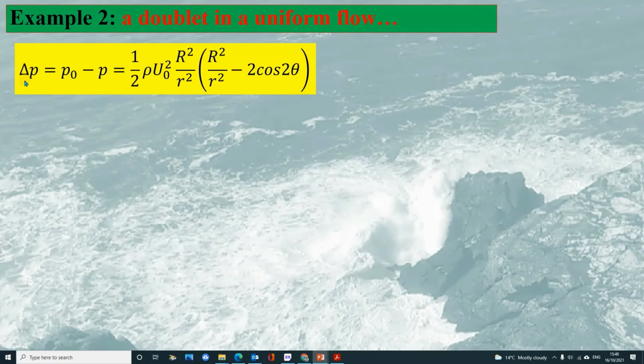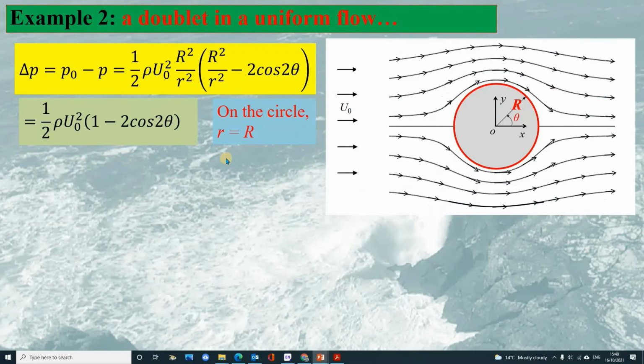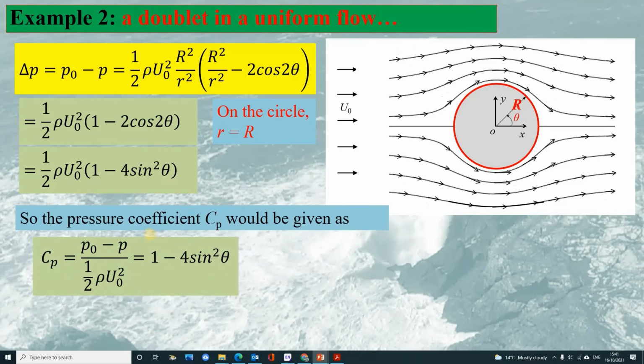In the previous slide, we have calculated the pressure difference. And here, we look at the pressure difference on the circle when r equals capital R. It is calculated as this and as this. Then the pressure coefficient Cp is defined as P0 minus P divided by half rho U0 squared. So it is given as this.